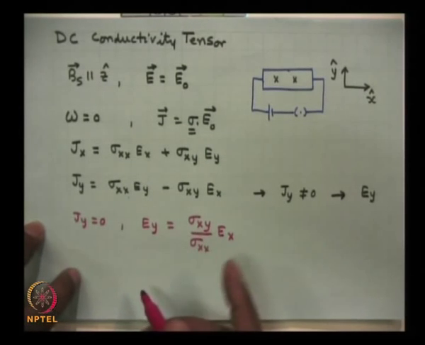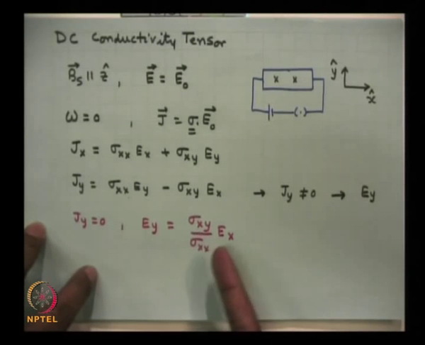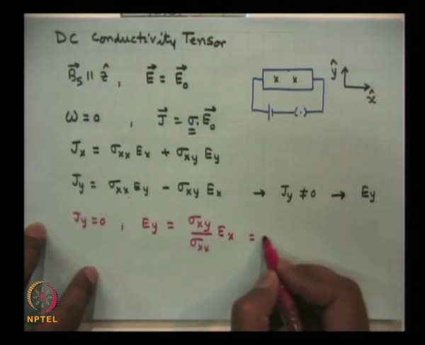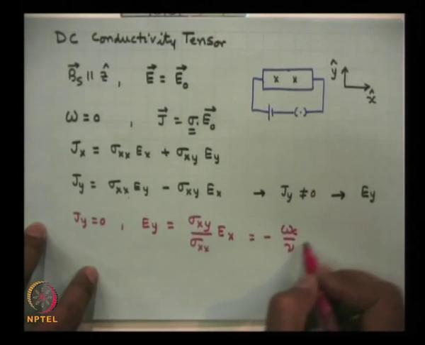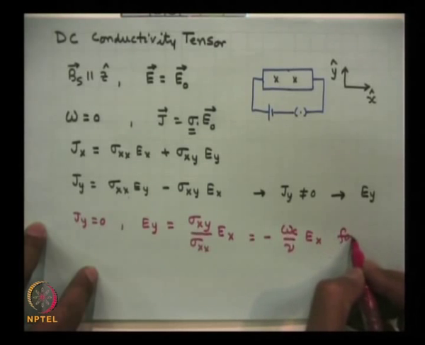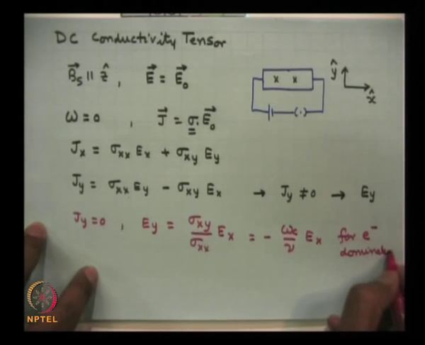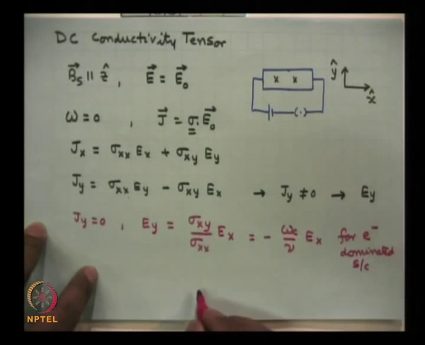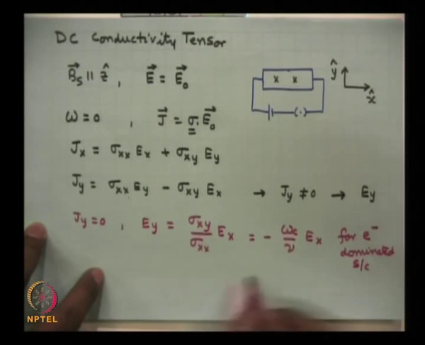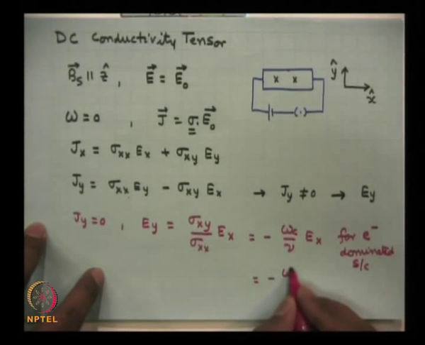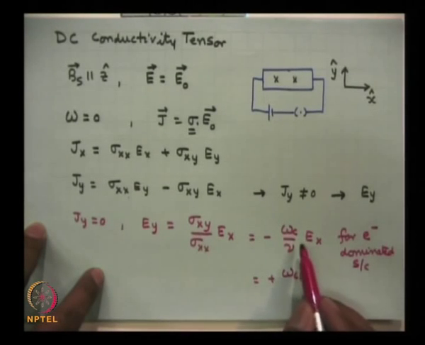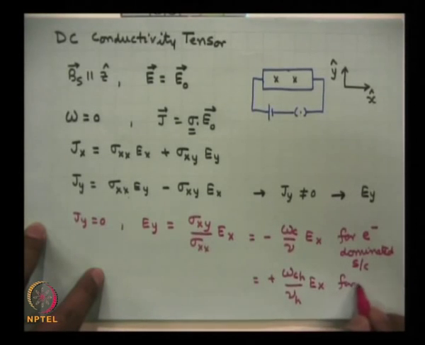And if you look at the expressions for an n-type semiconductor in which only electrons exist, this ratio turns out to be simply equal to minus omega c upon nu into Ex, for an electron dominated semiconductor. And for holes, if it is a p-type semiconductor, then this will be equal to plus omega c of holes, because the charge of holes is positive, divided by the collision frequency of holes, times Ex, for a hole dominated semiconductor.